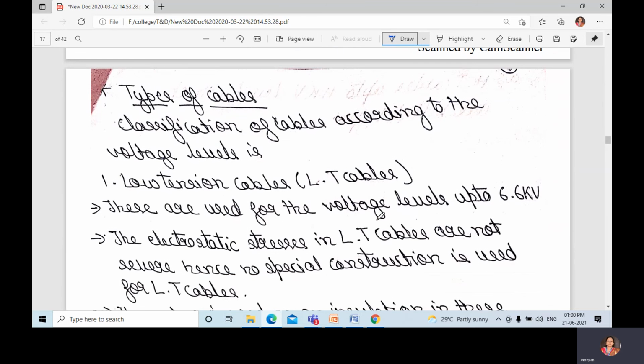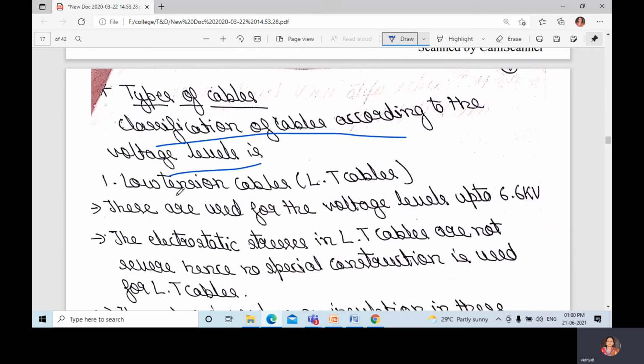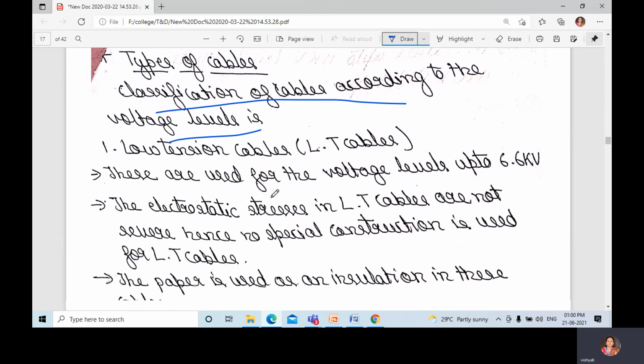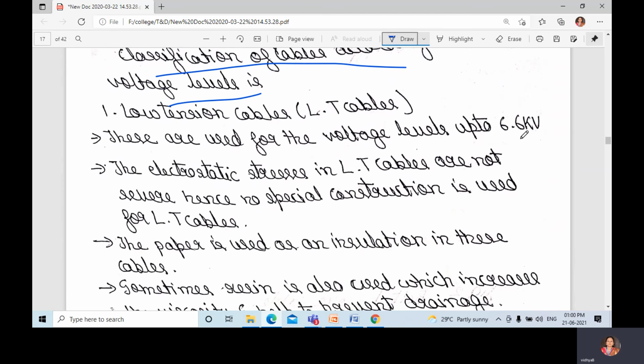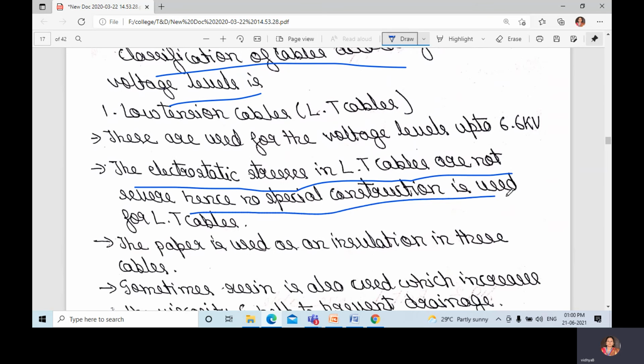Next, we shall discuss the types of cables. Classification of cables according to the voltage level. First, low tension cables, LT cables. These are used for voltage levels up to 6.6 kV. The electrostatic stress in LT cables is not severe, hence no special construction is used for LT cables.